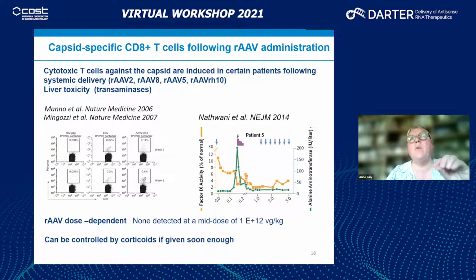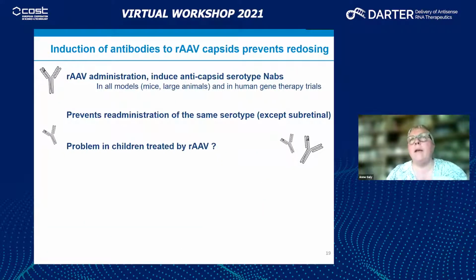And now, in fact, most of the clinical trials are systematically using corticoids either prior or during treatment to avoid this induction of capsid-specific CTLs. But I'd like to get back to the antibodies, because I think this is something that is really problematic and really difficult to control. So again, AAV administration will induce anti-capsid serotype neutralizing antibodies.